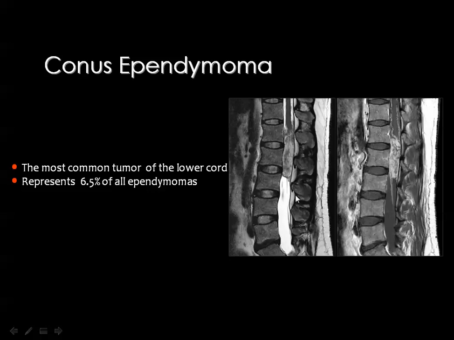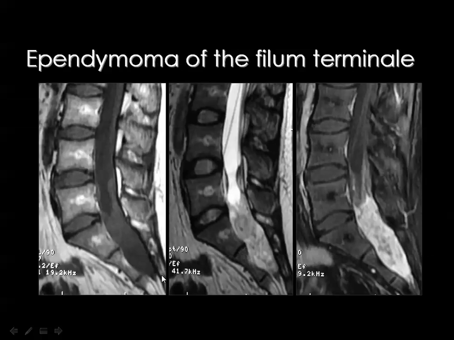And then if you see a lesion like this one, which is of heterogeneous increased signal in the T2 weighted image and heterogeneous post-contrast enhancement, you may say that this is a conus ependymoma. Also, ependymoma of the filum terminale can be predicted from imaging, and this is, I think, an easy diagnosis.